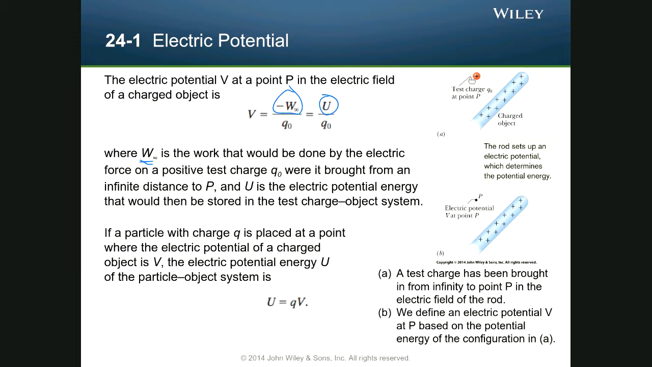And U is the electric potential energy that would then be stored in the test charge object system. So basically, we have an object, our test charge, and the energy is described as the energy of this system. This is what U describes.